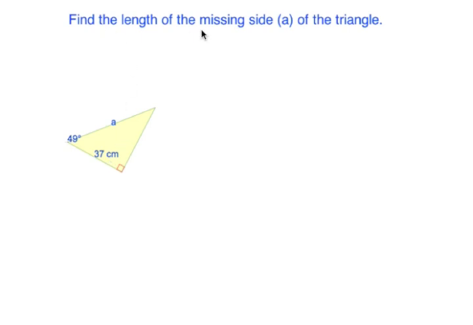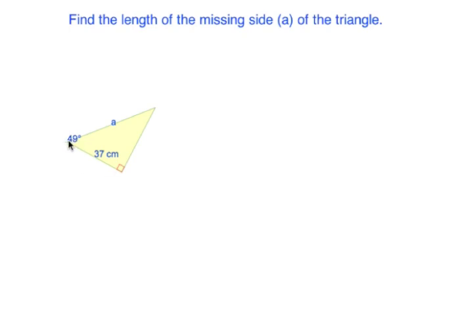Okay, find the length of the missing side, A, of the triangle. All right. So we have this angle, 49 degrees, and we're looking for A, which is the hypotenuse, right? It's the longest side, it's opposite the right angle, and we're given this length here, 37.